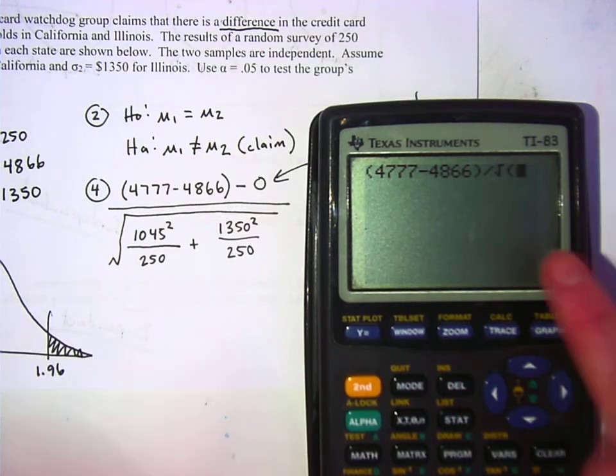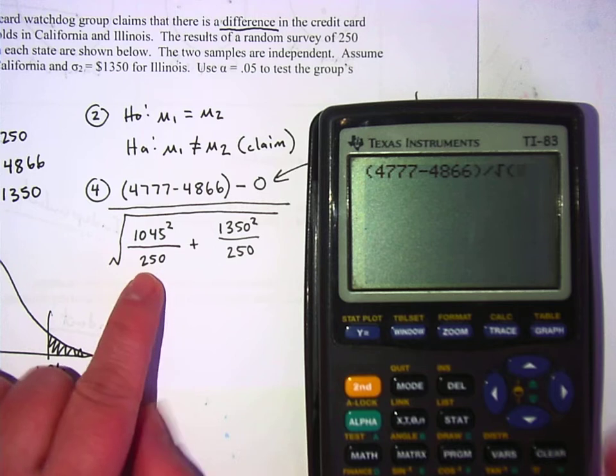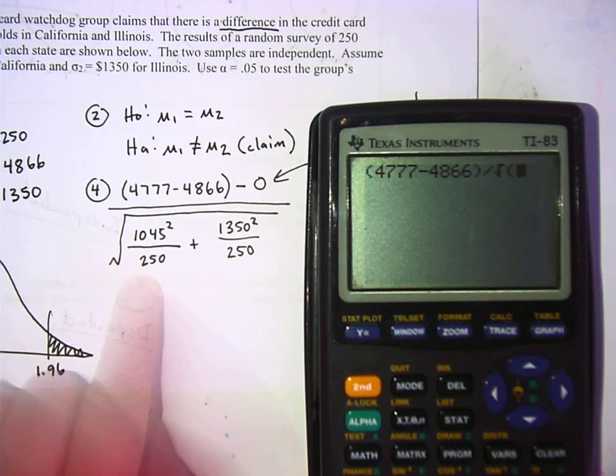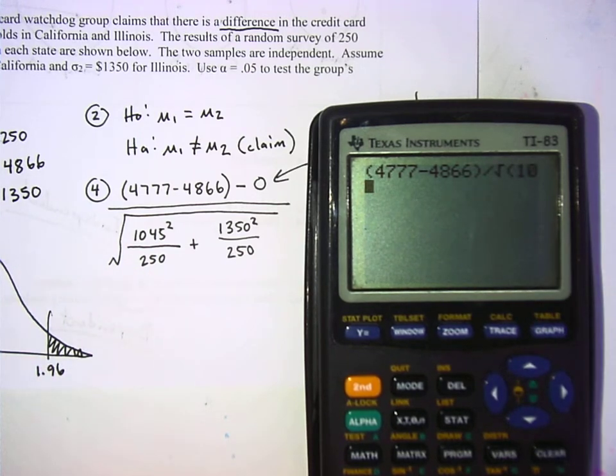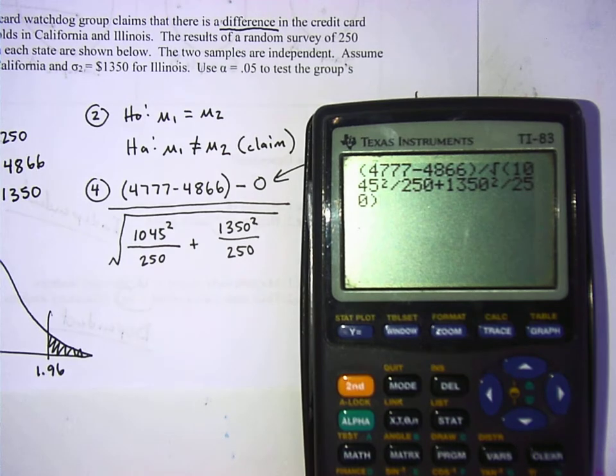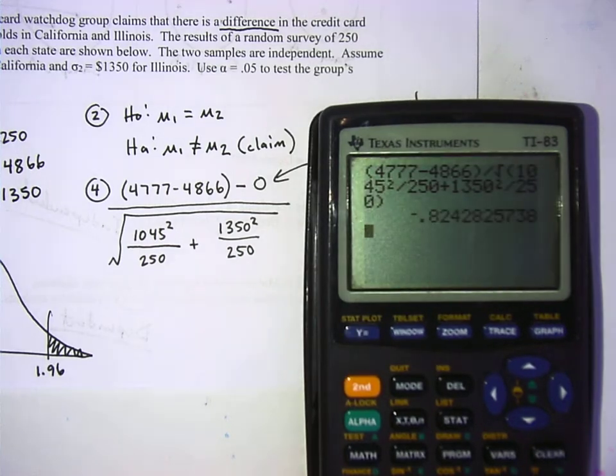And then this one actually takes care of itself without a bunch of parentheses. You only need the parenthesis after the square root, so just write 10,045 squared divided by 250 plus 1,350 squared divided by 250. I got negative 0.82.